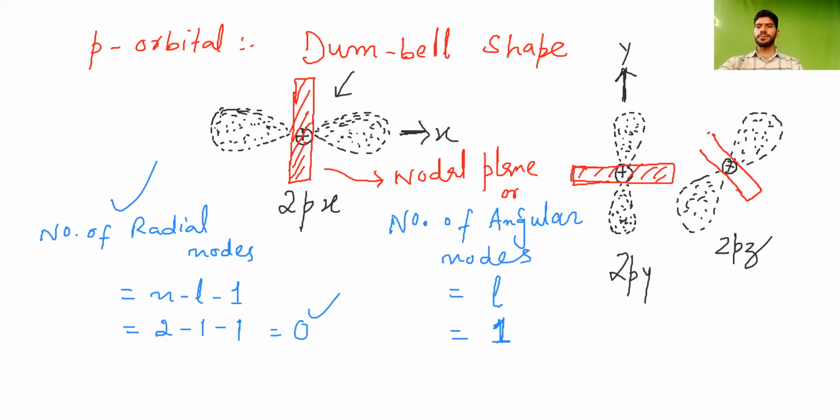Got it? Yes, sir. Is it clear? Exactly. So in case of p orbitals, they have one nodal plane or angular node, and in case of 2p, there isn't any radial node. But if I talk of 3p, will there be any radial node in case of 3p? Can you tell me? Okay, let me draw the structure of 3p on the next page.